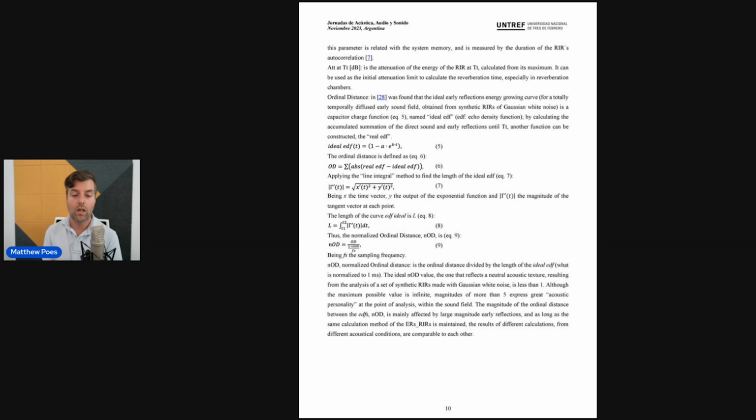At that point of analysis within the sound field, the magnitude of the ordinal distance between the echo density functions, the normalized ordinal distance, is mainly affected by large magnitude early reflections. And as long as the same calculation method of the early room impulse responses is maintained, the results of the different calculations from the different acoustical conditions are comparable to each other. So obviously we're doing the same calculations because we're using his software for this. But here's where I wanted to show you this paper that talks about the mathematics of what that normalized ordinal distance is and why it's useful.